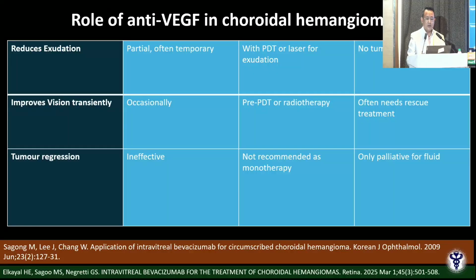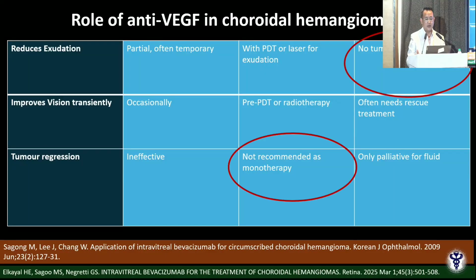Another is the role of anti-VEGF in choroidal hemangioma, which has been described, but in all the studies the reduction in exudation was only temporary, and another PDT or laser had to be given as an adjuvant. There was improved vision transiently, and PDT and/or radiotherapy needed to be given in such patients. Tumor regression was also not found in any of the studies.